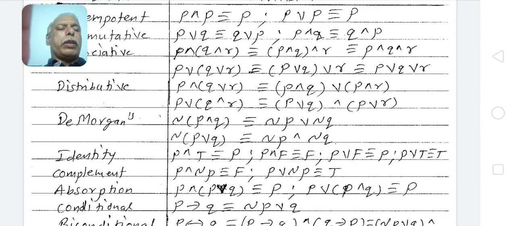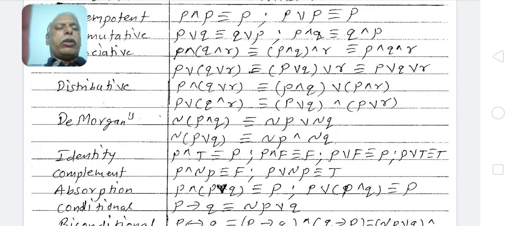Now for the OR operator, P or F is equivalent to P. Again consider two cases. First, P is T. T or F is always T, which is the value of P. If P is F, then F or F again gives F, which is the value of P. And the last thing, P or T always gives T. You can apply the same situations: once consider P as T and in the second case P as F. You will get the same result.